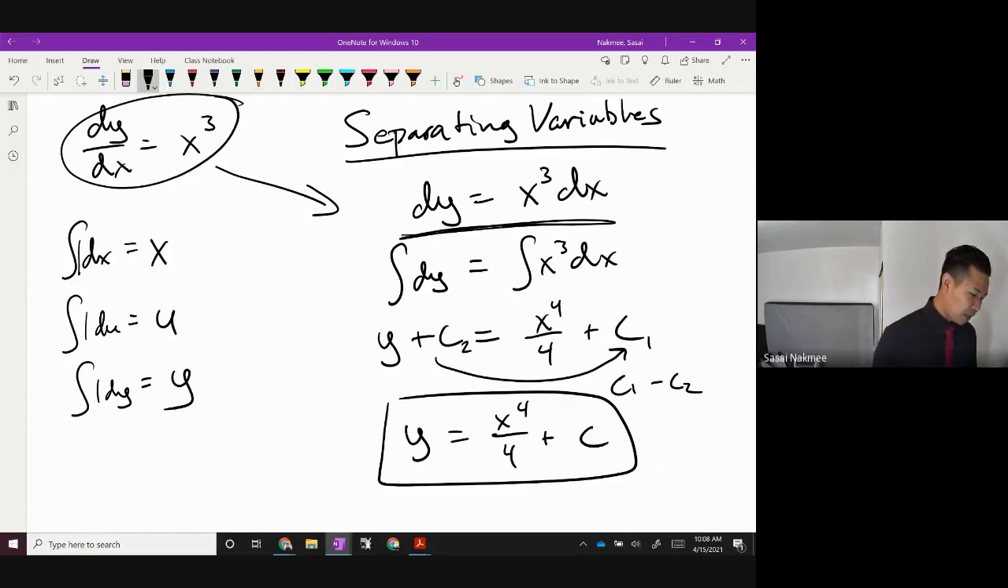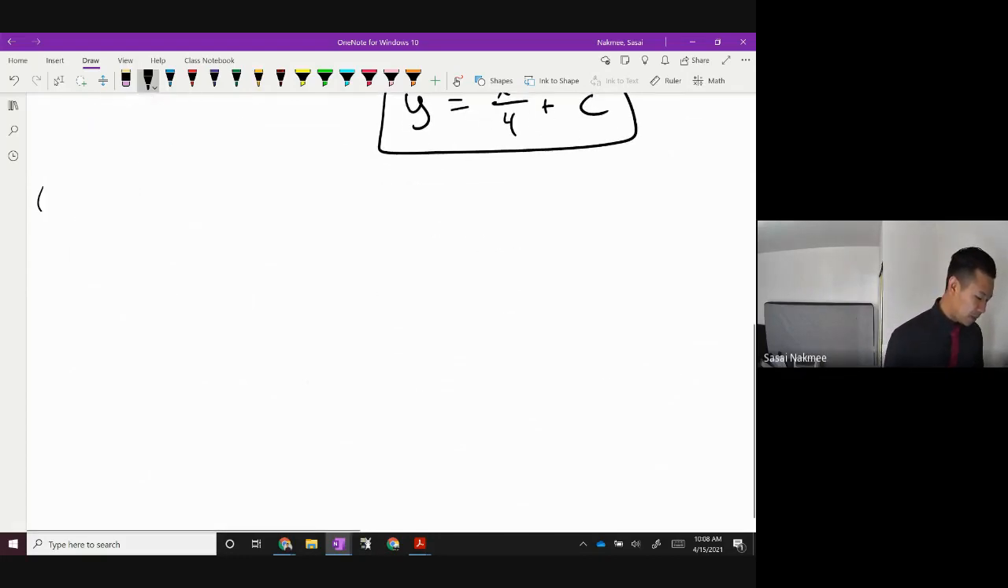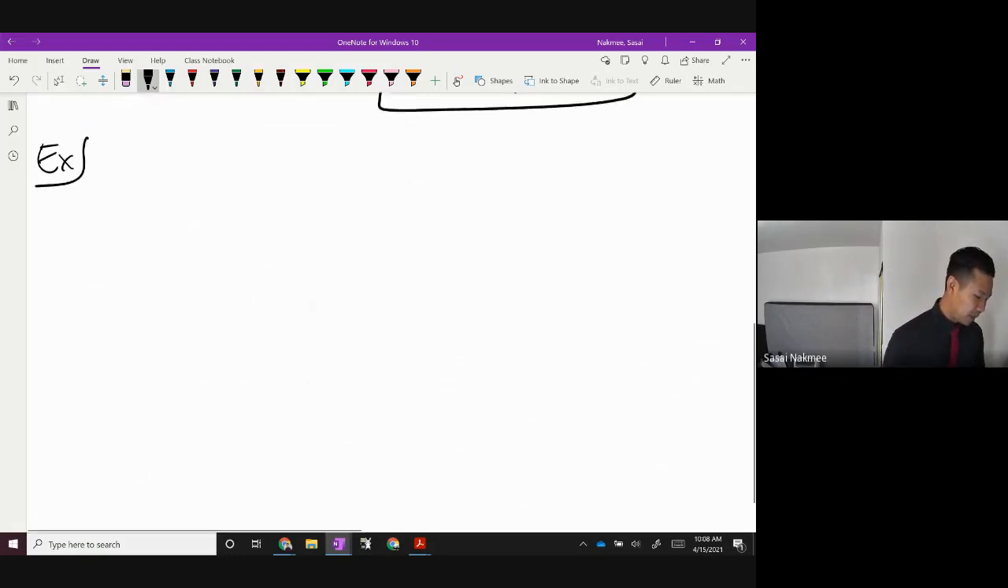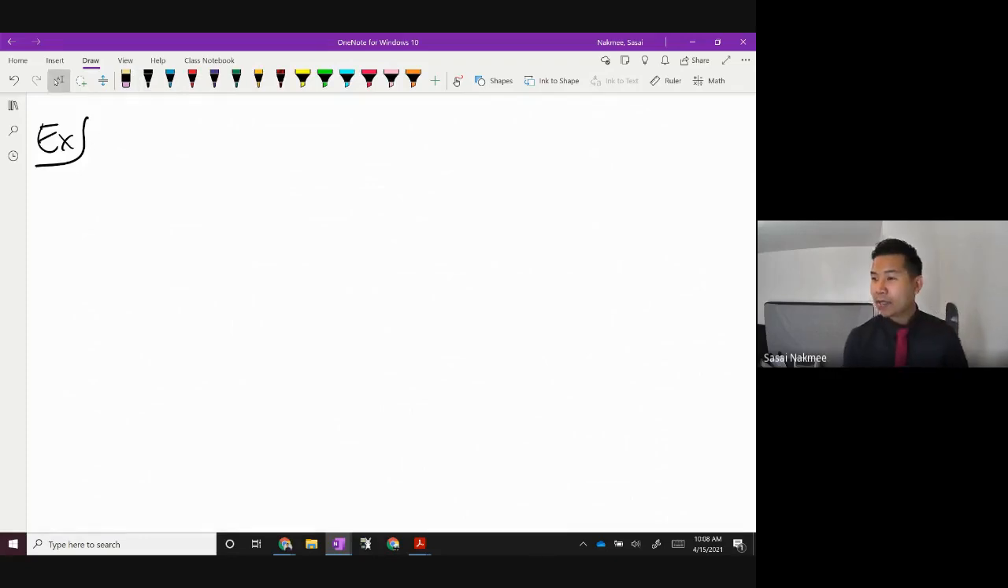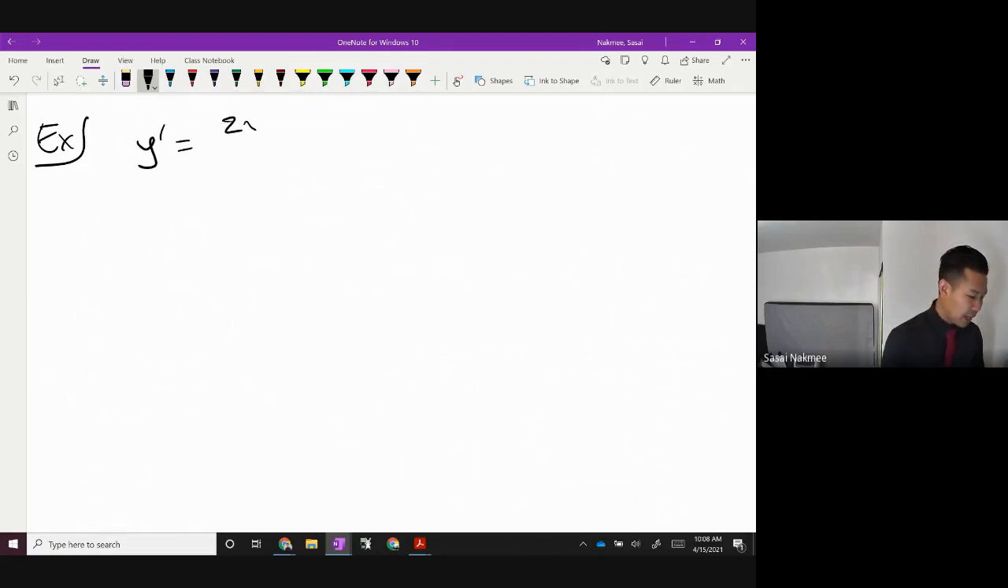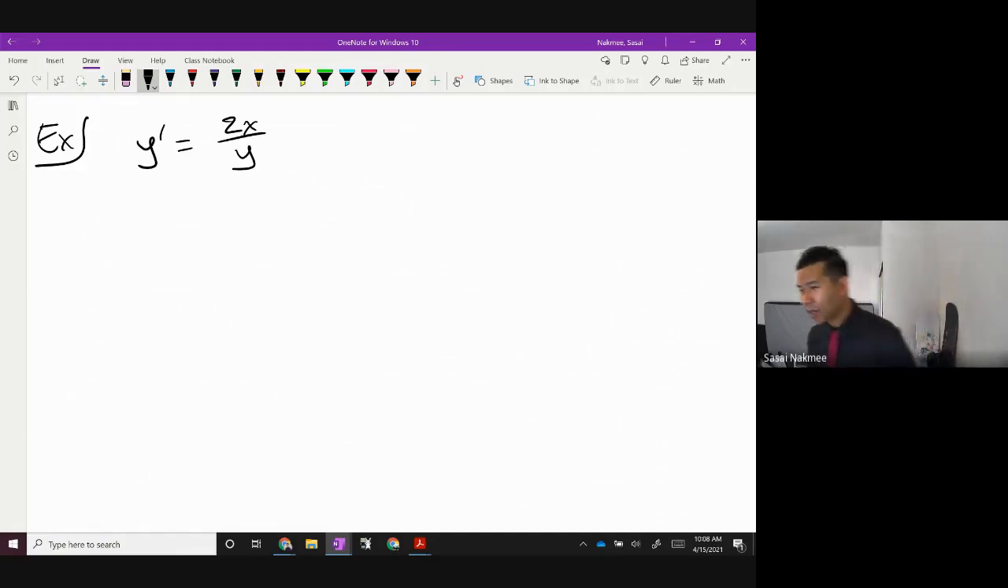So let's do an example. Here we go. Let's say I was asked to solve this differential equation right here. y prime is equal to 2x over y. y prime is equal to 2x over y. I'll give you guys a second to write that down.